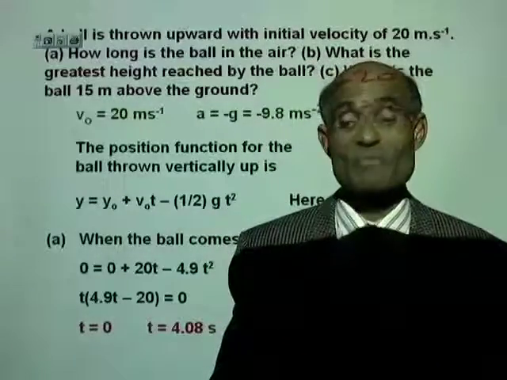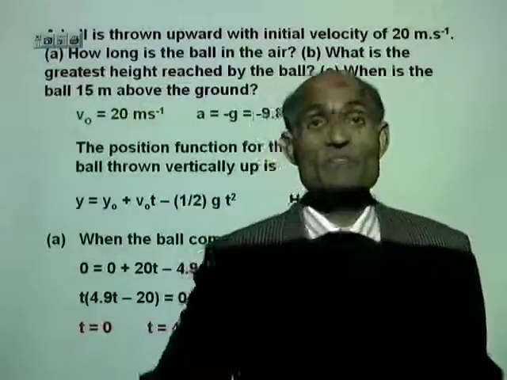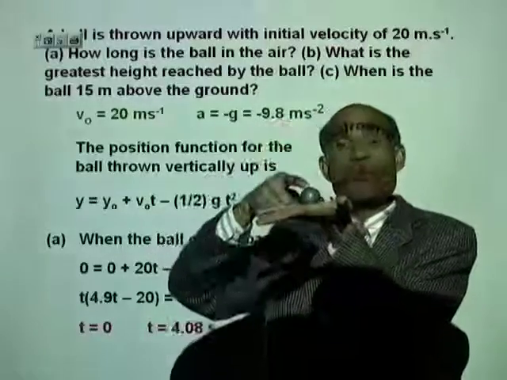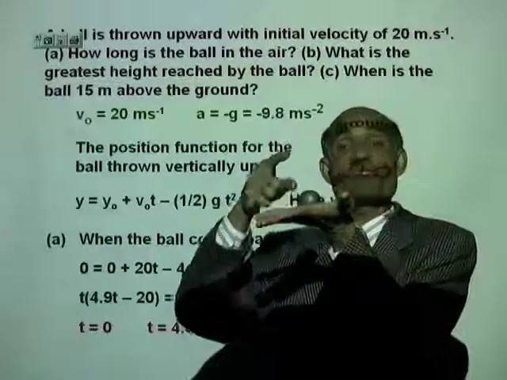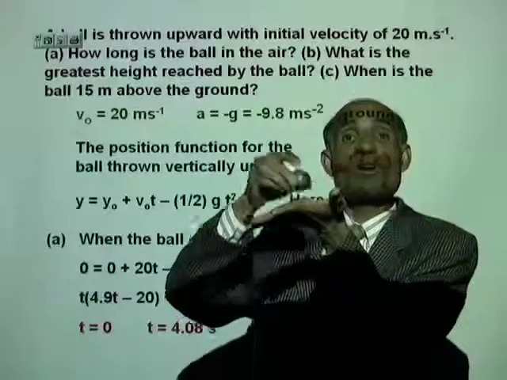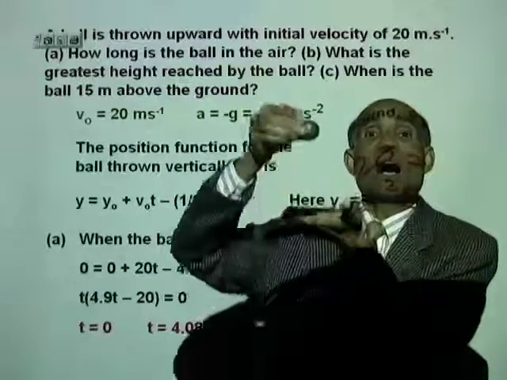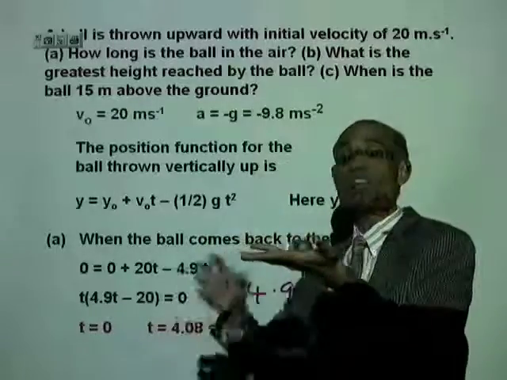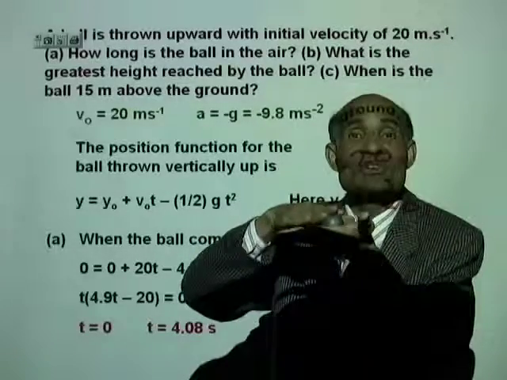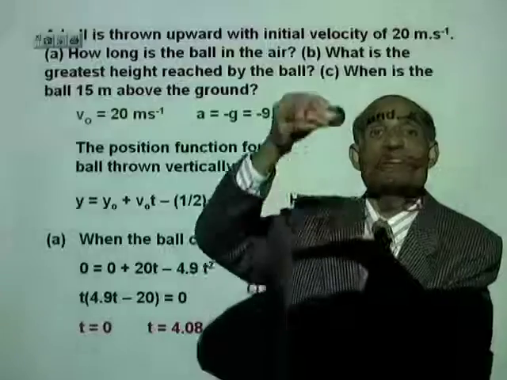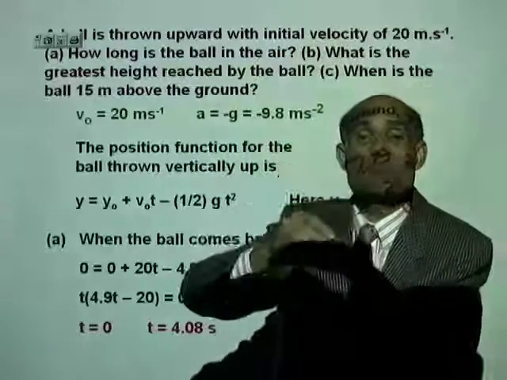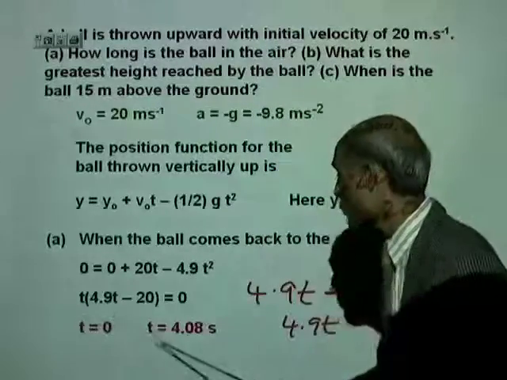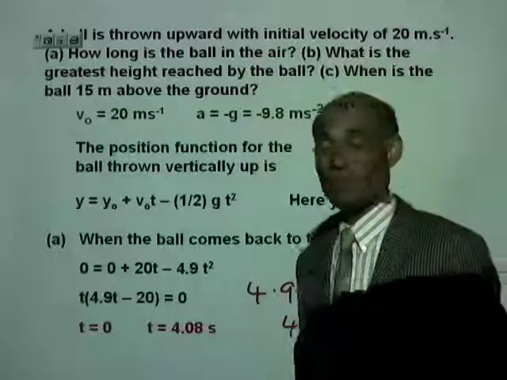Again, we have two values of t. Why are there two values of t? The first value is just when it begins. At t equal to 0, y equal to 0. And after a time t equal to 4.08 seconds, again y equal to 0. That means the time taken to go up and come back is 4.08 seconds.